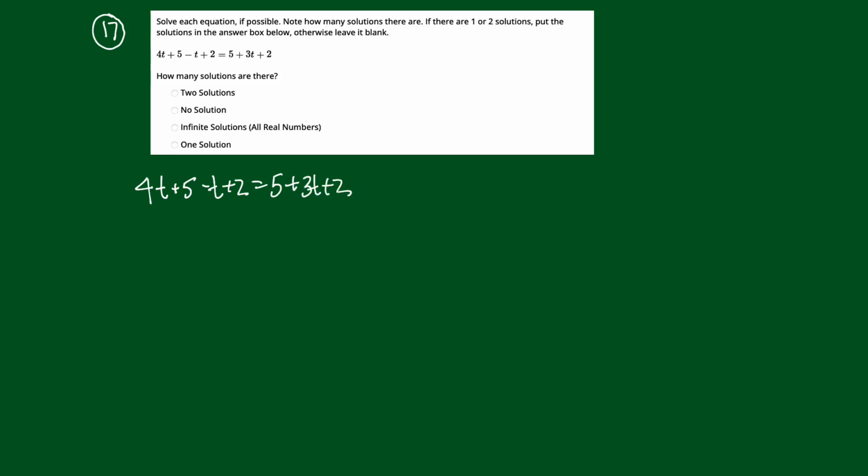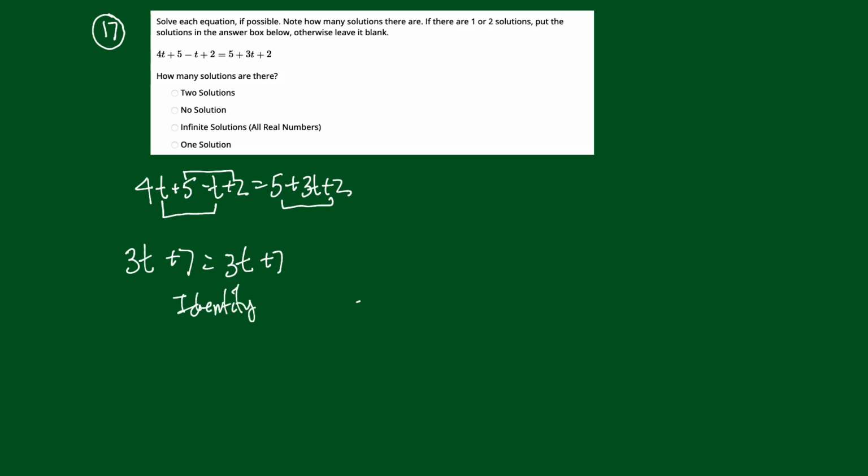All right, I just rewrote the equation. Now, on the left side, let's combine terms. 4t minus t is 3t, and then 5 plus 2 is 7, equals, what about the right side? On the right side, I've just got that 3t right here. So it's going to be 3t, and then what have we got? 5 plus 2 is plus 7. Now look, the left side is identical to the right side. This is an identity.